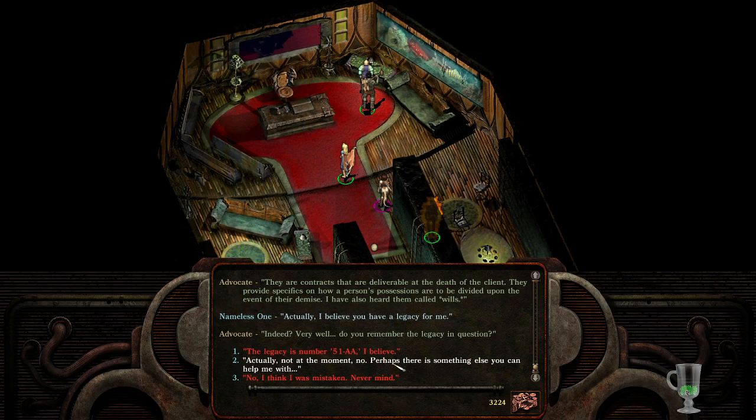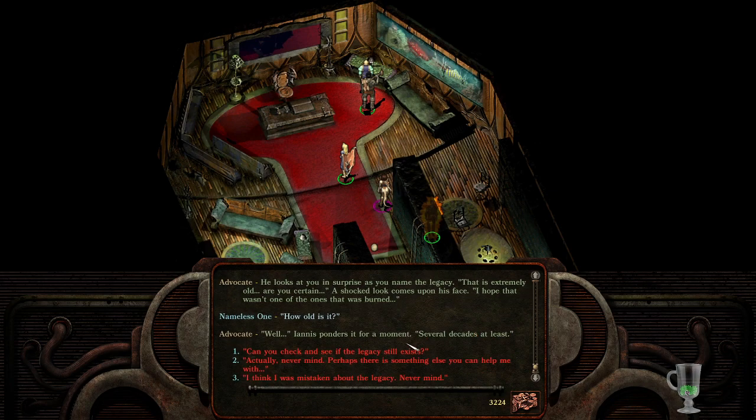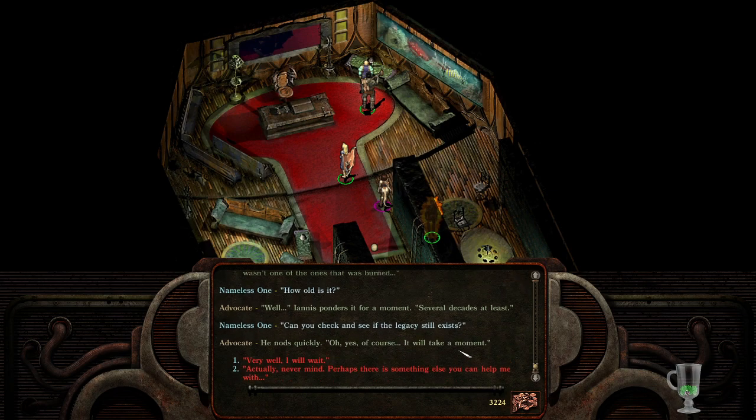Actually, I believe you have a legacy for me. The legacy number is 51AA, I believe. He looks at you in surprise as you name the legacy. It's extremely old. Are you certain? A shocked look comes upon his face. Oh, I hope that wasn't one of the ones that was burned. How old is it? Well, Hyenas ponders it for a moment. Several decades at least.